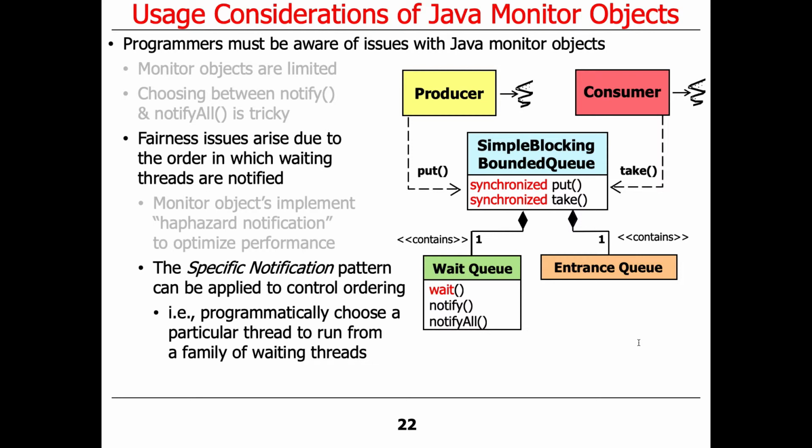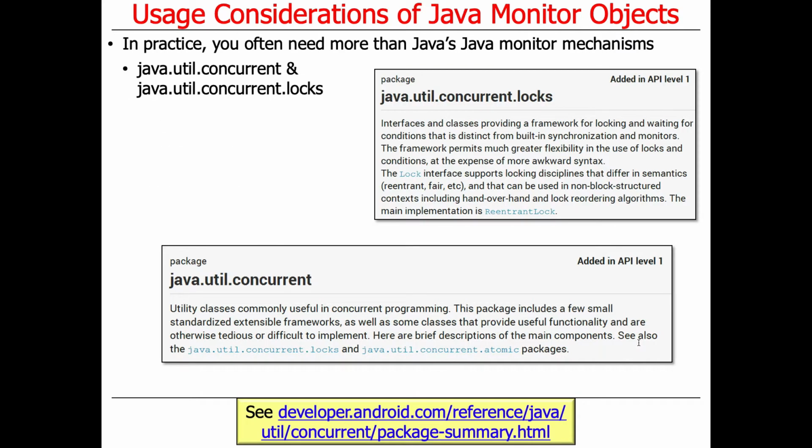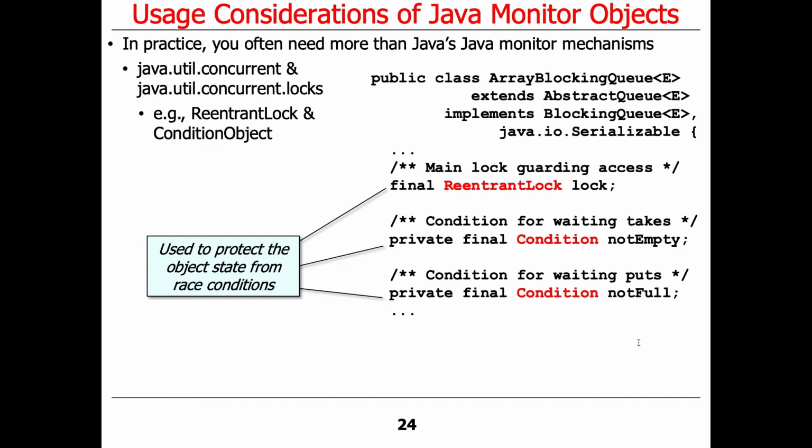Specific notification basically lets you, the user, decide which thread goes next, say in FIFO order. In practice, you typically need more than the Java built-in monitor objects. So of course, there's all kinds of good stuff in java.util.concurrent and java.util.concurrent.locks, like ReentrantLock, like the Condition object, and so on and so forth. We've talked about those things before. And you can see plenty of examples either by looking back at the videos or by reading portions of the Java source code, which use these additional synchronizers heavily throughout the Java class libraries.